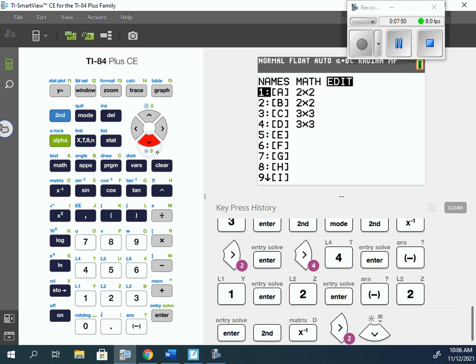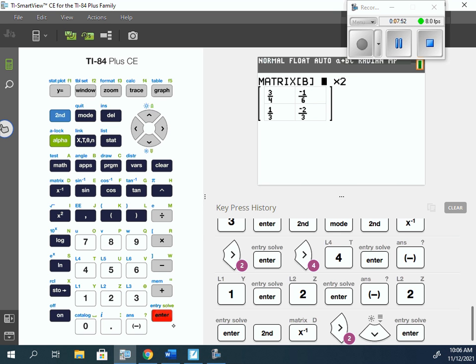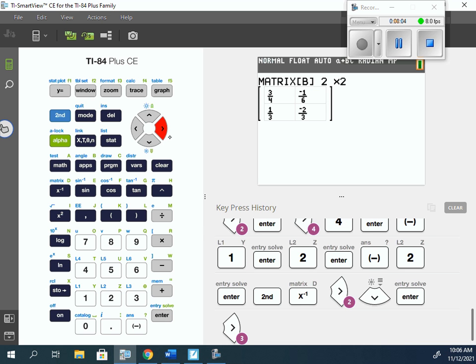Go over to edit, and we can look at B. Matrix B, which would be our 3/4, -1/6, 1/3, and -2/3. Okay. Wait, why is it 3 over 4? It should be 1/3. So we're doing 1, right? We're doing 1, yes. Crap, I just got B figured out.